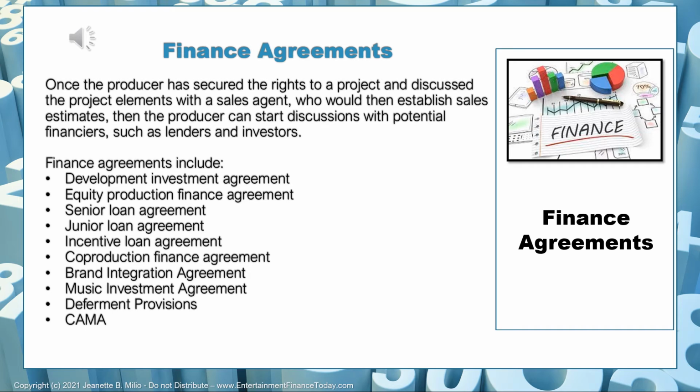If the equity investor says, I want to have approval over cast, your job is to limit this approval in a way that you say you have the right to replace the cast with someone of equal or similar value. Anything that changes the risk profile for the investor, they will likely have a right to approve, which has to do with sales estimates, recoupment position, and value of the film.